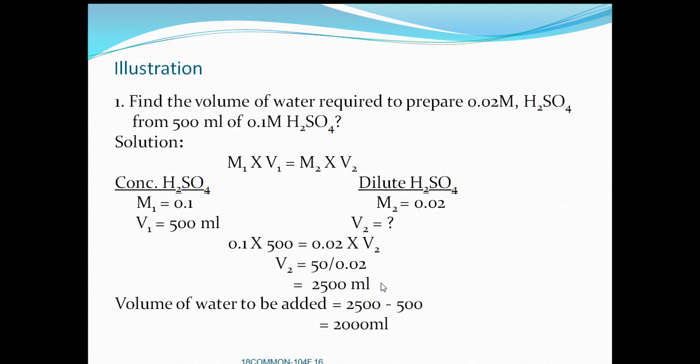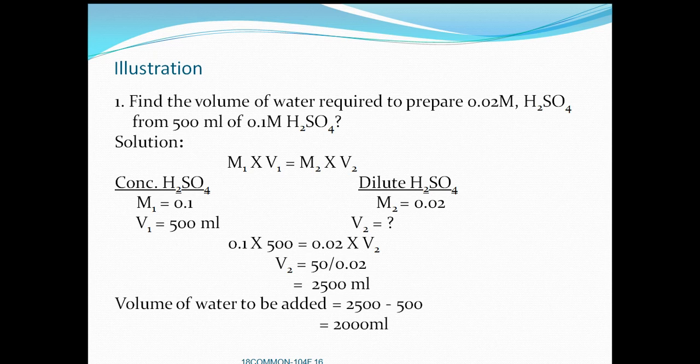So after adding some volume of water, we got another solution that has a volume of 2500 ml. Primarily that solution was 500 ml of volume. Now he is asking how much water is required to prepare a 0.02 M H2SO4 solution. So the volume of water to be added is 2500 ml minus this 500 ml solution. Now we get 2000 ml.